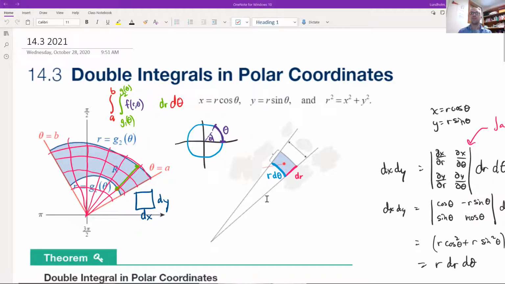So the area of this area differential actually ends up looking like r dr d theta. And so we could throw an r in here as well. r dr d theta, which is fun to say if you're a pirate.